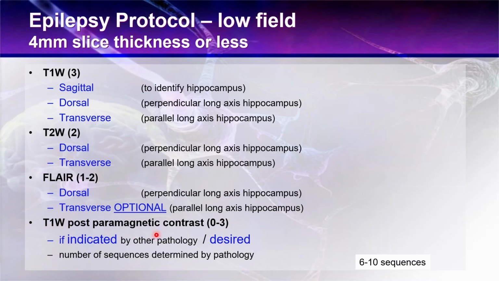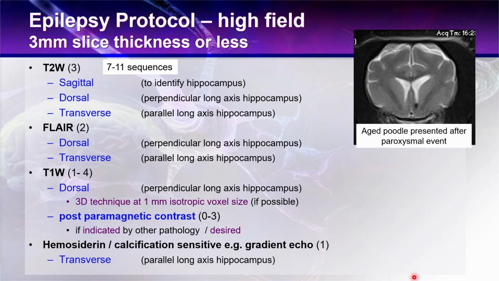And you may be giving paramagnetic contrast. I would say it's probably desirable on a low field scanner just because less quality scan. And this means you're doing 6 to 10 sequences. So actually, to do a good job, you're not just getting 4 sequences, as I've seen some people provide.